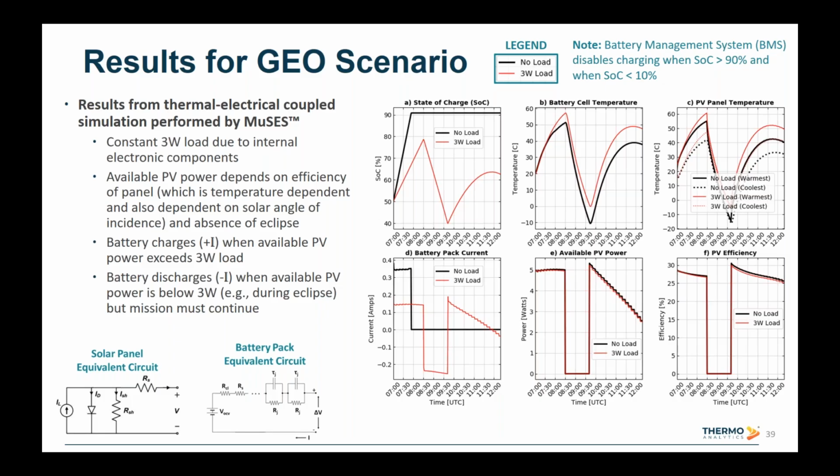Okay, moving on to the GEO scenario. Again, these 6 figures show how the temperature and electronic aspects of the simulation interplay here. And again, we'll be using these gray bars to show where the eclipse region is.